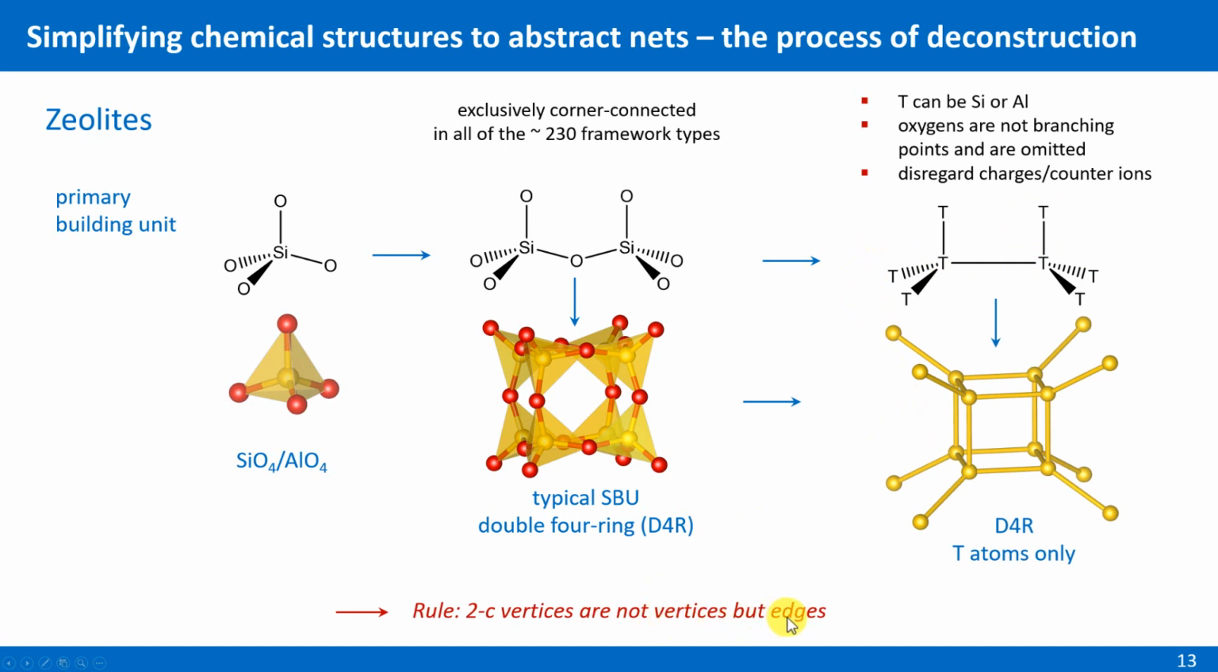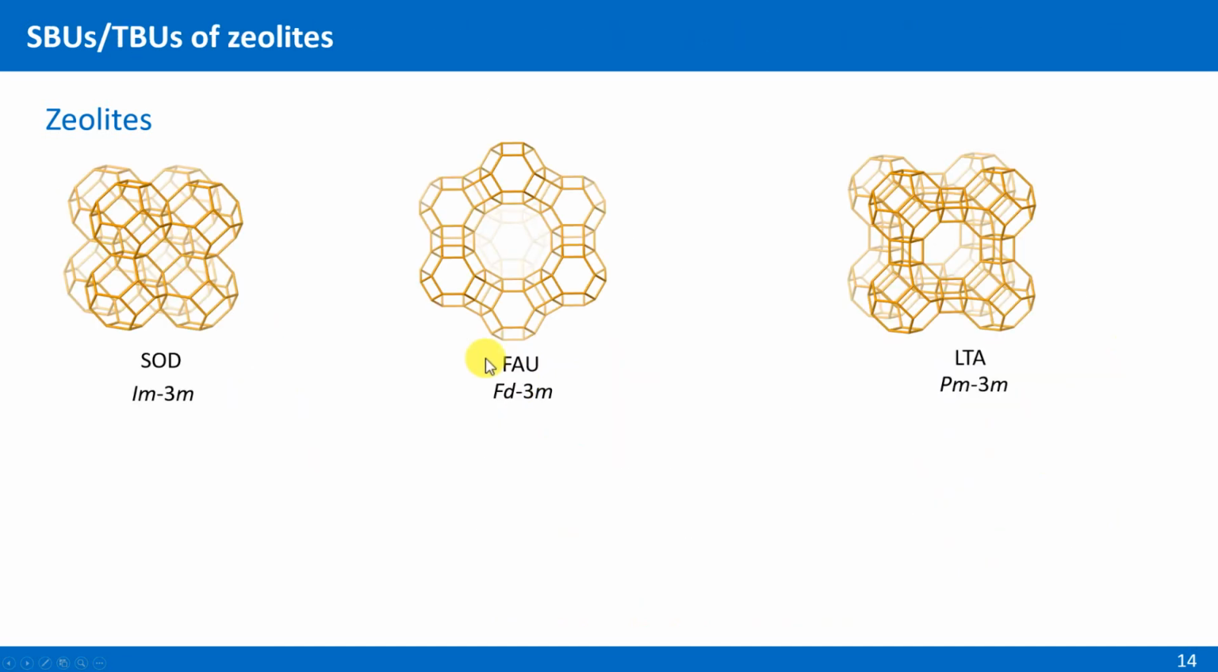And we can take this as a first rule: a two-coordinating vertex is not a vertex but an edge. So in this network-like representation, zeolites look like that. We see here the sodalite, faujasite and the Linde type A zeolite. So now, how can we describe these nets?